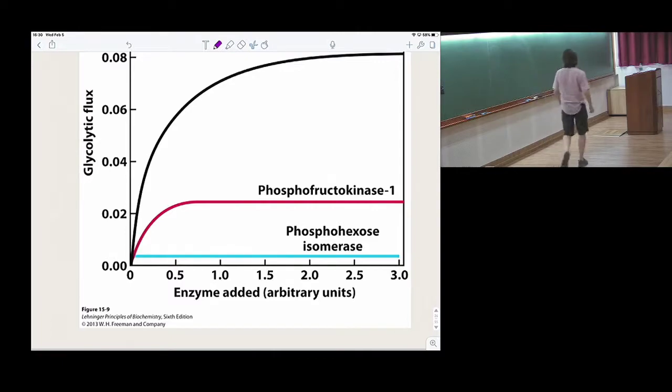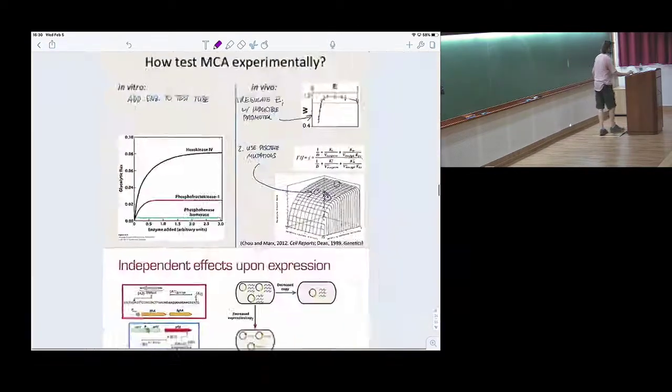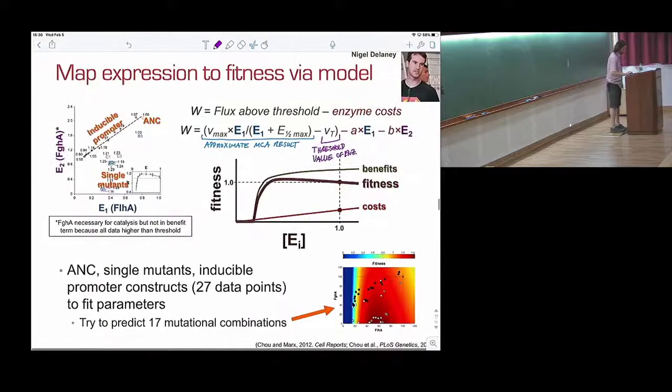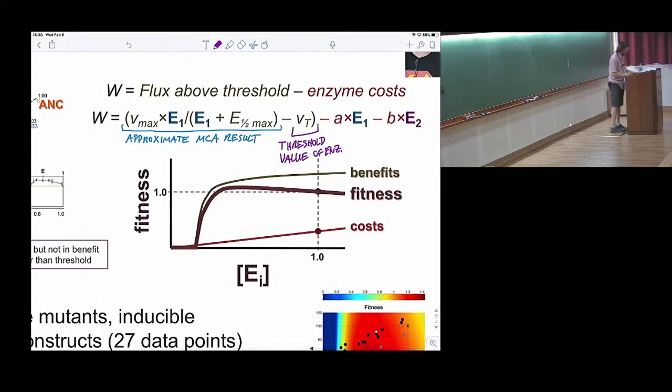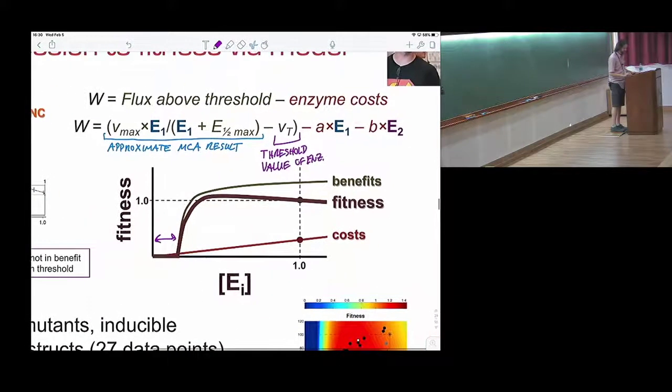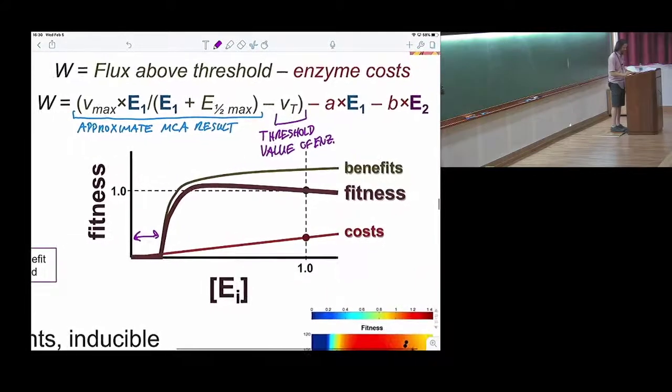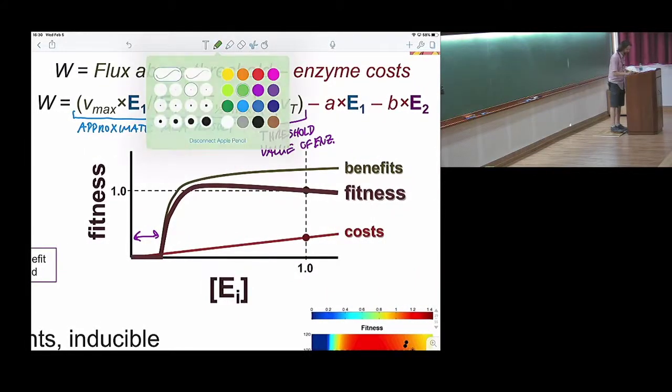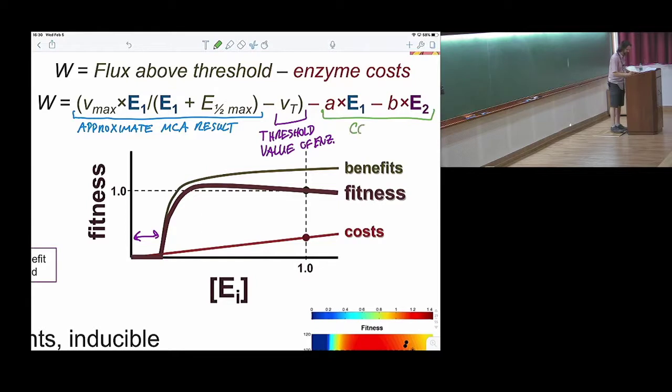Here, in that math, we just wanted to essentially cheat, and put in a single term that takes into account this aspect, that there seems to be a threshold amount of enzyme before you can grow at all, which I will discuss in just a minute, and then the cost for the two enzymes.